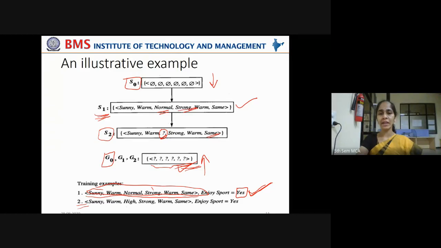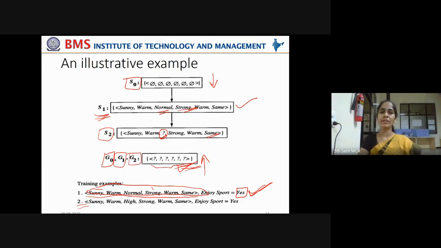It is consistent, right? Because all are question marks. A question mark means it allows any type of combination. So if it is given with the combinations in training example 2 also, it is consistent with that. So leave it without any changes.